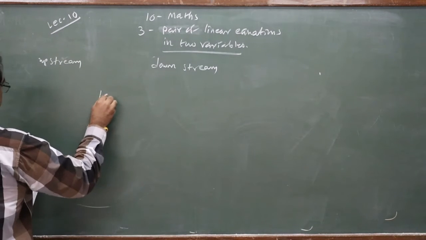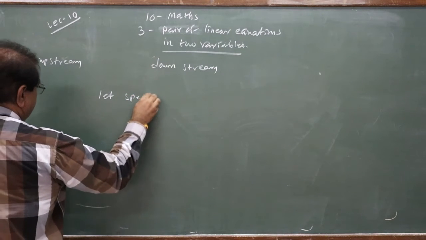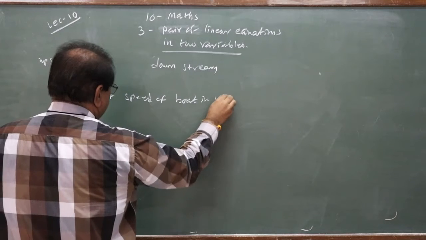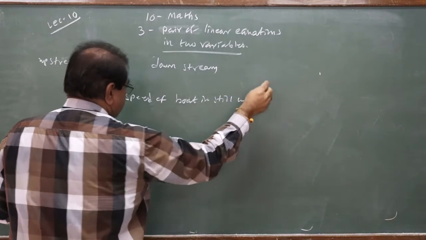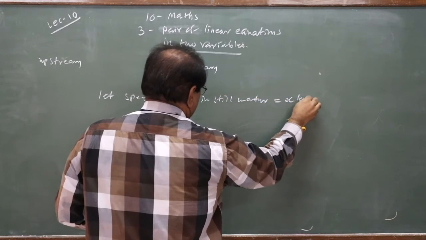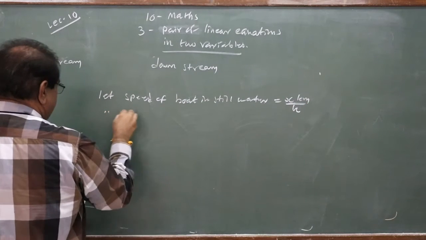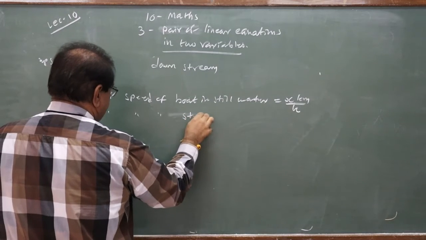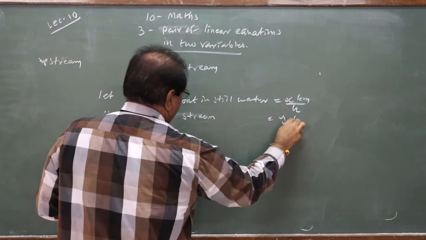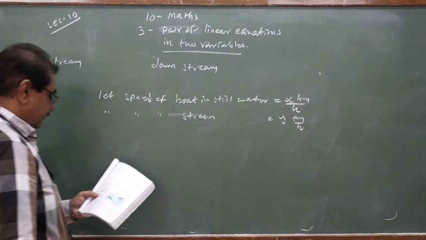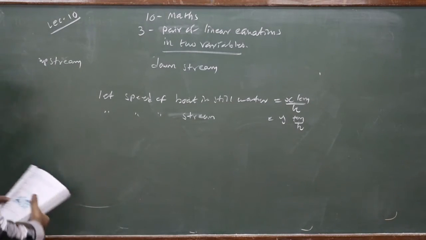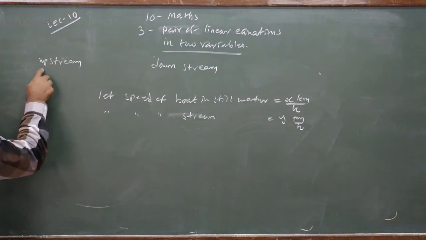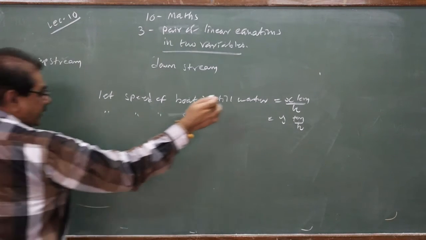So we assume, let the speed of the boat in still water be x kilometers per hour, and let the speed of the water current, the speed of the stream, be y kilometers per hour. So for the upstream, as I told you, the stream of the water will oppose the boat. So the speed will be x minus y.